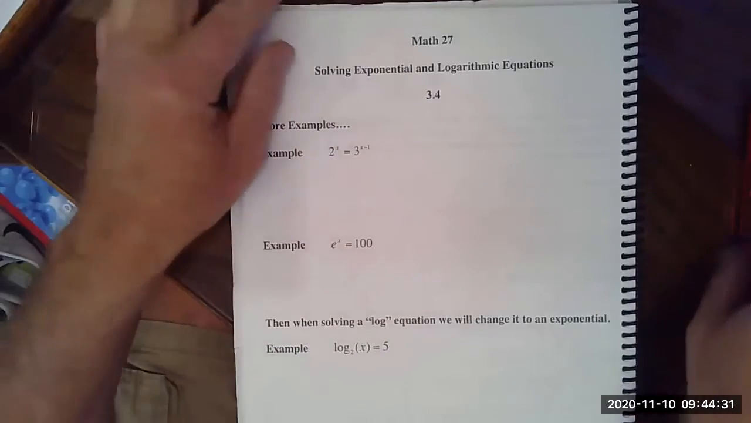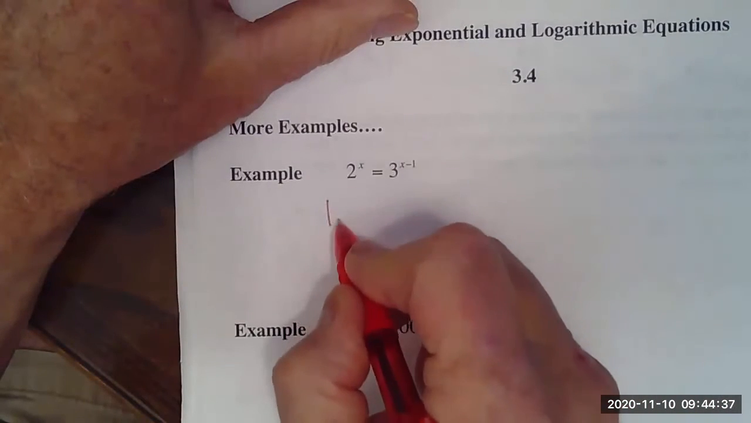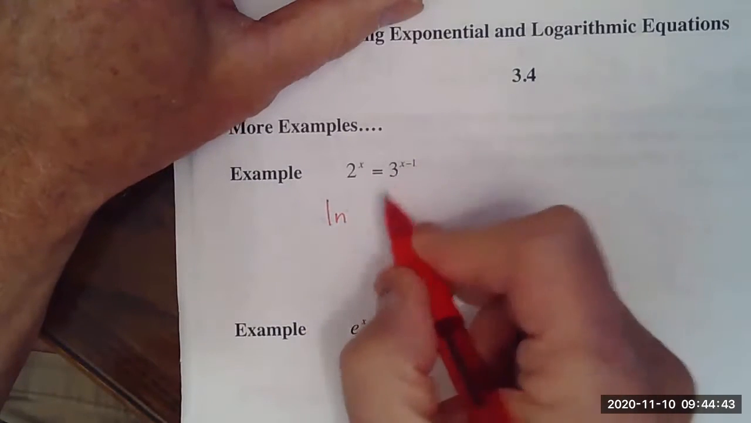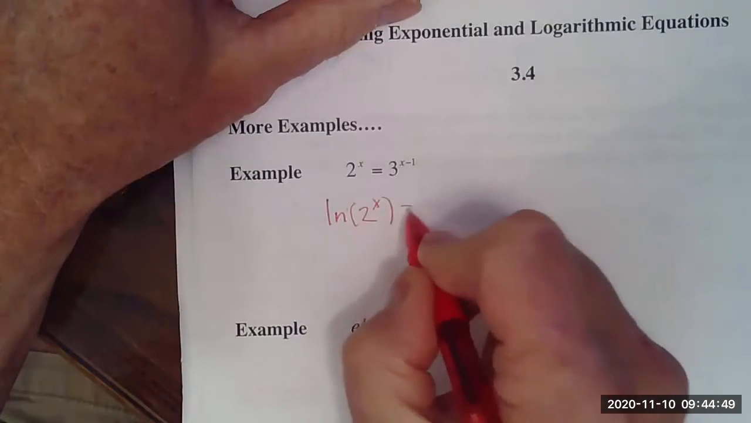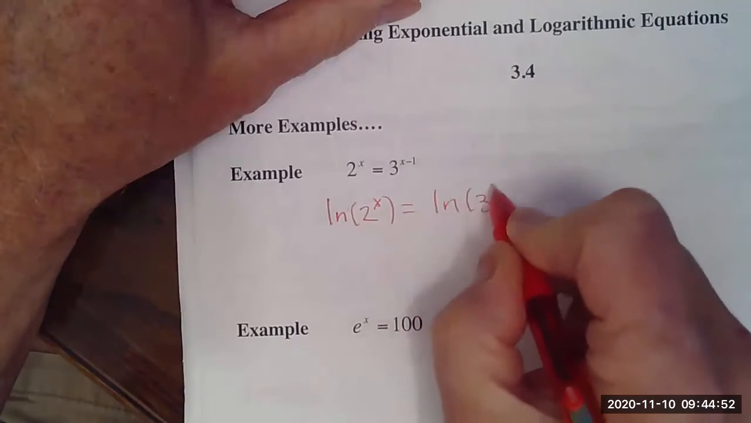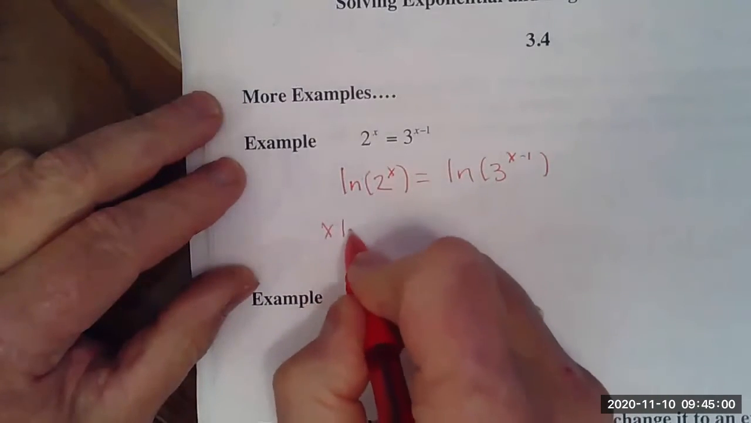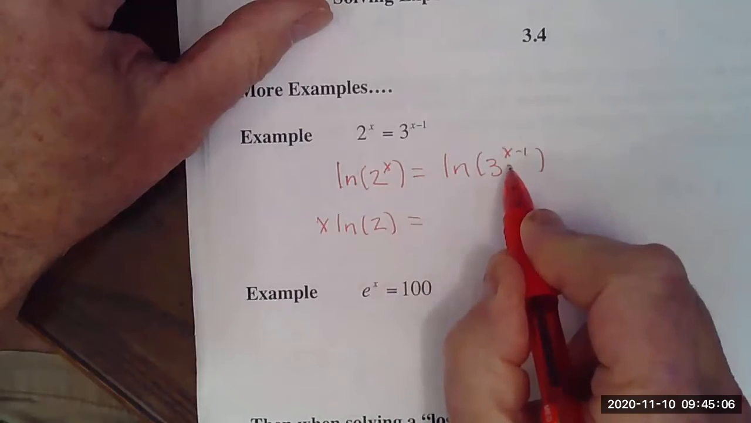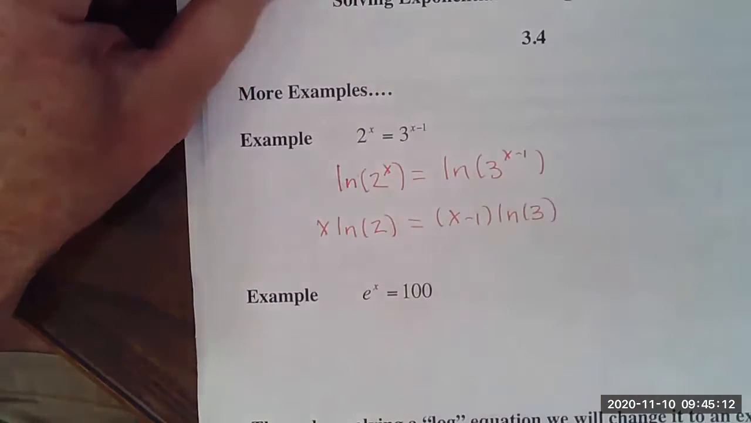Okay, this one here is a little more interesting. But I still do log. Oh, let's do ln just for fun, because I can do anything I want. Ln of 2 raised to the x equals ln of this. All right, now I've got 2 sides. I'm going to bring down the powers to the left, so x ln 2 equals (x minus 1) ln 3.